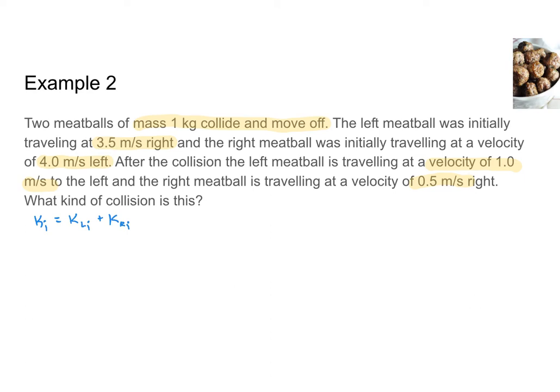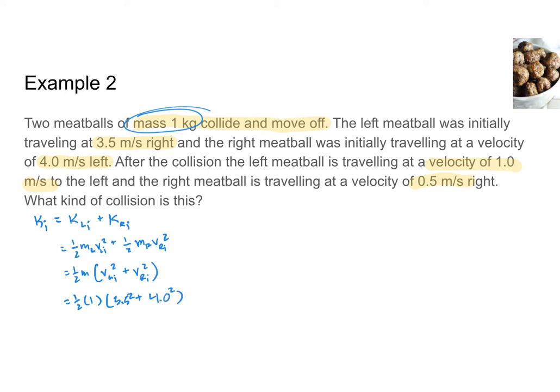We know that the initial kinetic energy of the left meatball is going to equal 1/2 times its mass times its initial velocity squared, and the same for the right meatball. We can actually move the 1/2 times the mass out of our equation since they both have the same mass. So it's going to be 1/2 times their mass times the sum of our velocities squared. Plugging in numbers, that's going to be 1/2 times 1 times 3.5 squared plus 4.0 squared.